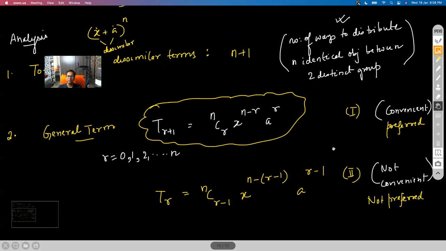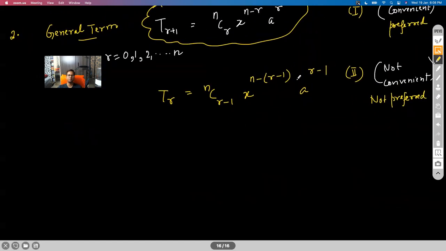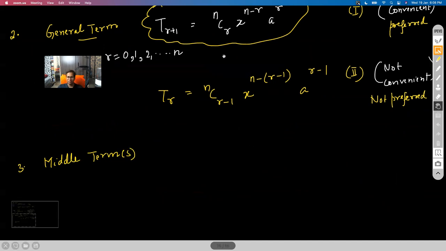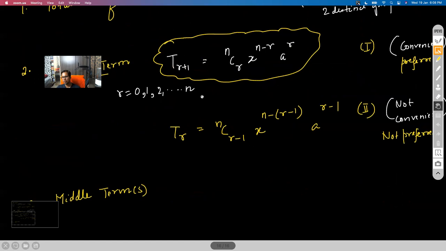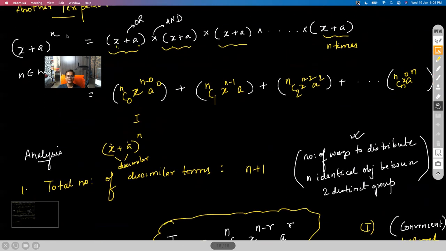Now, third thing that we are going to discuss is your middle term. Middle term or terms depends upon the situation. Now, frankly speaking, this is a convention. It is convention that when you are expanding x plus a to the power n, this is considered to be your first term. This is considered to be your first term by convention. This is second term. This is third term. This is your last term. So this is by convention that we follow.